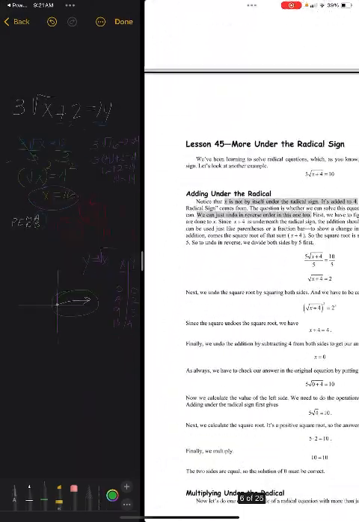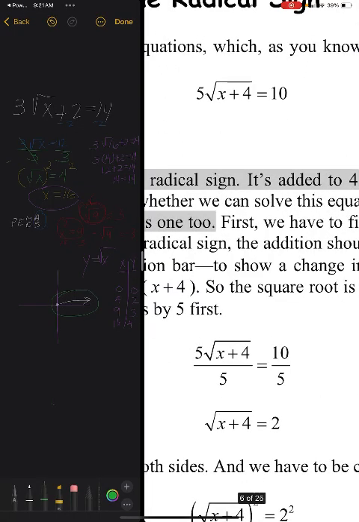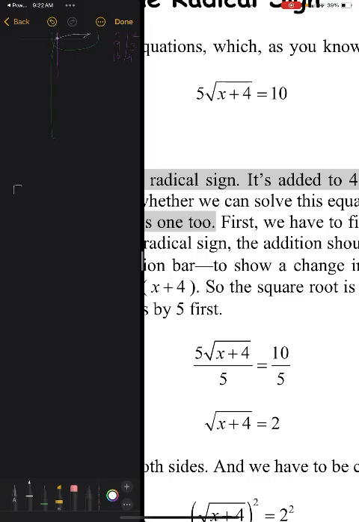All right, next lesson. What if there are more things going on underneath the radical sign? Here we see that there's more to do under the radical sign. So we have 5 times the square root of x plus 4 equals 10. Again, we're thinking of PEMDAS backwards. We have addition and subtraction. We get rid of any of that first. And even though it looks like there's addition right here, that's actually not.